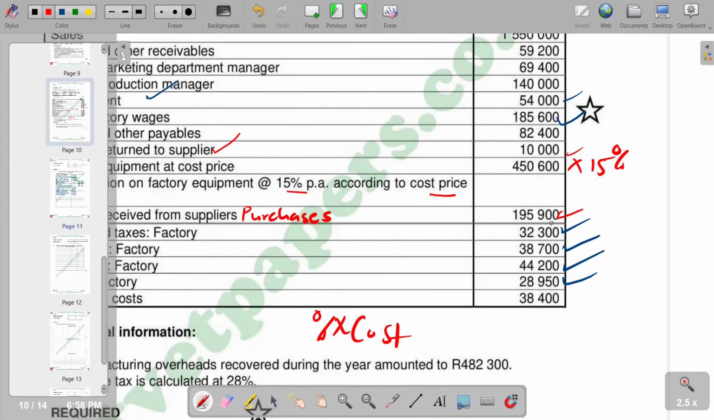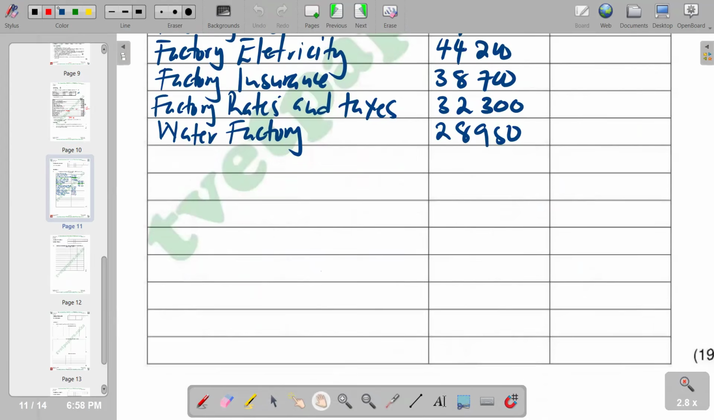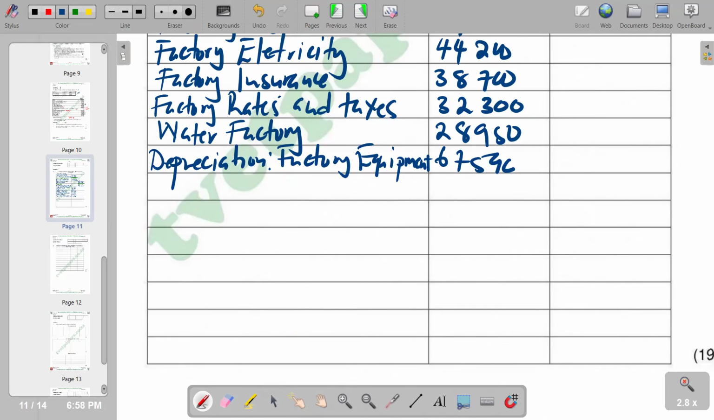And we are going to get it as 67,590, which again we are going to put as our depreciation of factory equipment. So that's what we have. And then the figure that we got is 67,590. So that's what we have on that part.